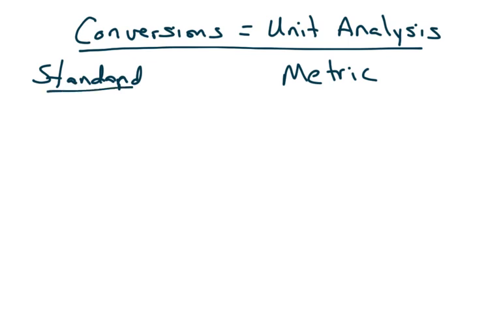So in our standard unit, the nice thing is we only have 4 units of length. Going from smallest to largest, we have the inch, we have the foot, we have the yard, and then our longest unit is the mile. Okay.